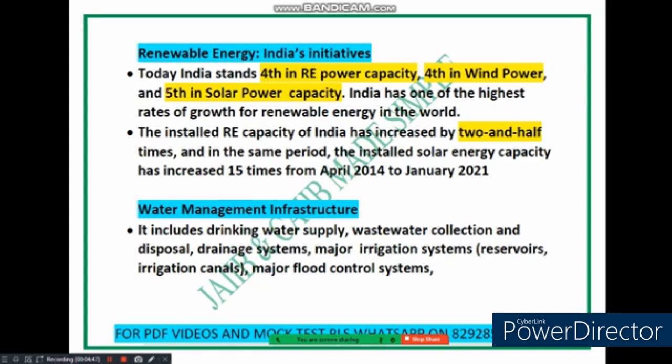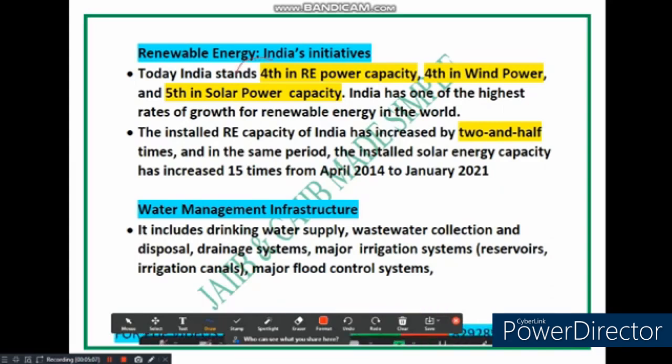We have talked about some examples. Now let's talk about renewable energy, and what is the India initiative. So see friends, let's talk in the perspective of India. India has made significant progress in adopting renewable energy resources. What is the rank of India in renewable energy power capacity? It is the fourth rank. It currently ranks fourth in terms of renewable energy power capacity. It includes wind and solar power. This means India has a substantial amount of energy generation capacity from renewable sources.